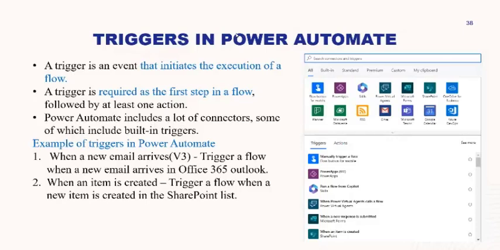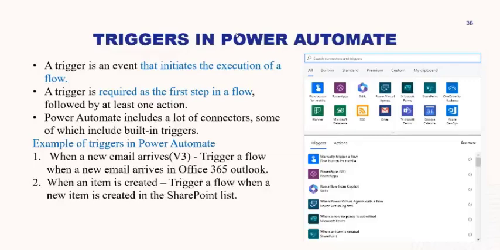So Power Automate connectors we have discussed in the last video are split into two categories, triggers and actions. So here we will focus on triggers in Power Automate, such as what is a trigger in Power Automate, what types of triggers are available in Power Automate, and how to use these types of triggers in Power Automate. So what is a trigger in Power Automate?